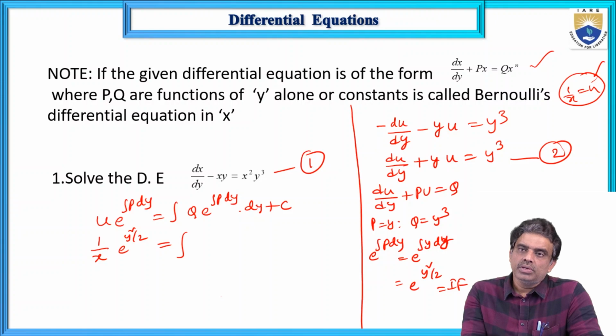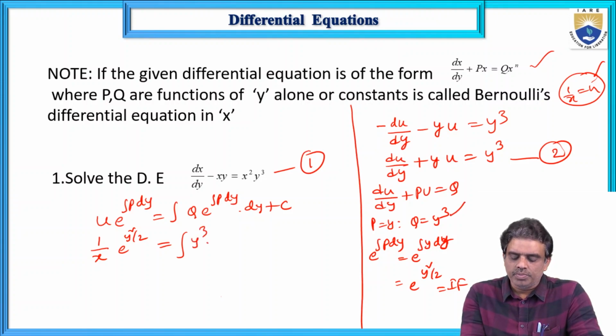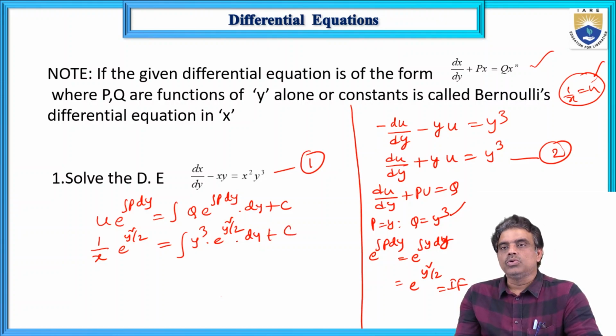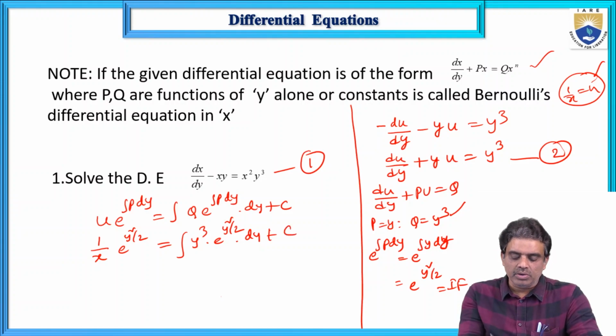What is q here? Already we have taken q is equal to y cube in the given equation. So the right side is integral y cube e power y square by 2 dy plus c. This is the solution of the given equation, but we have to integrate the function. We have to find the integral value also.